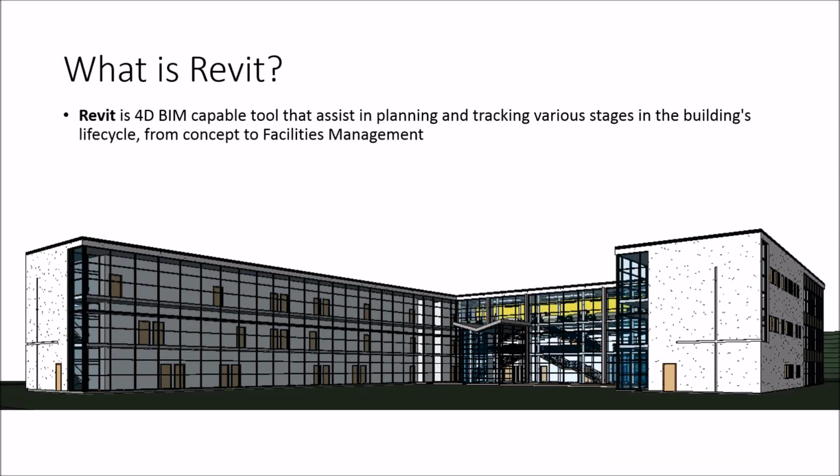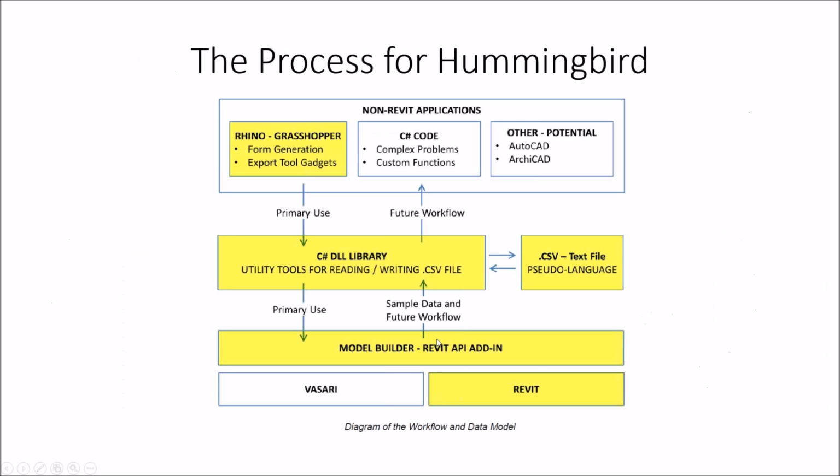What is Revit? If you don't know, Revit is a 4D BIM capable tool. It assists in tracking various stages in a building life cycle from concepts to facilities management. And so it's primarily used as a production or a documentation tool. And there's this huge gap between the design side and the production side. Usually people are either designing and modeling in SketchUp or Rhino, and then the production team comes on board, and then they're having to completely remodel the entire project. And so the purpose of this webinar is kind of to show you how to bridge the gap.